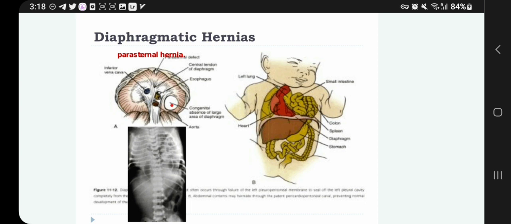And also we have an esophageal hiatal hernia. It means a part of the stomach comes into the thoracic cavity. That was the last. Yes, it acts as a scaffold.